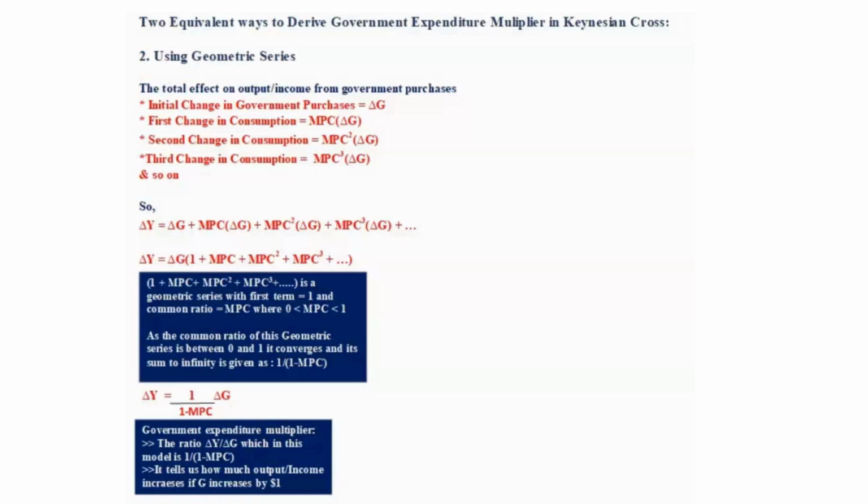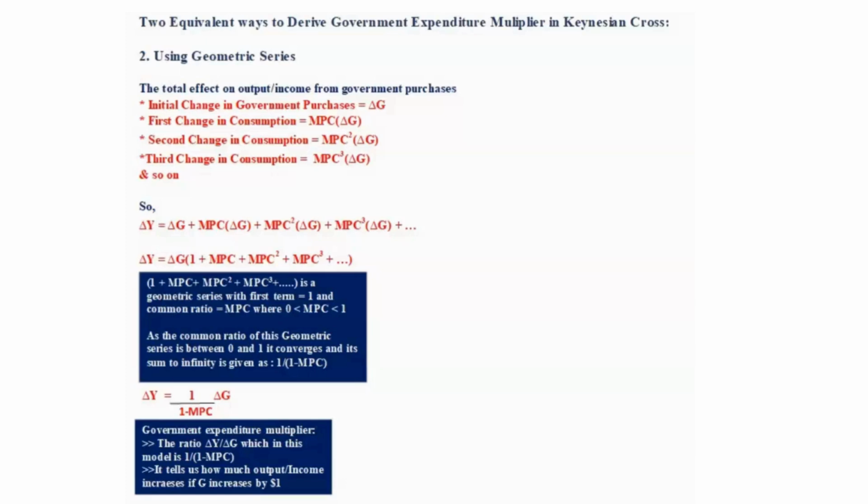So this geometric series converges, and its sum to infinity, which is what's given in the bracket, 1 plus MPC plus MPC square plus MPC cube plus so on, is given as 1 by 1 minus the common ratio, where the common ratio is MPC. So the sum to infinity of this geometric series is just 1 by 1 minus MPC. So I can replace the bracket with 1 by 1 minus MPC, and we get delta Y equal to delta G times 1 by 1 minus MPC.